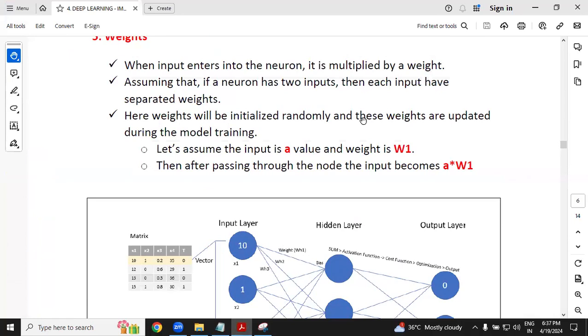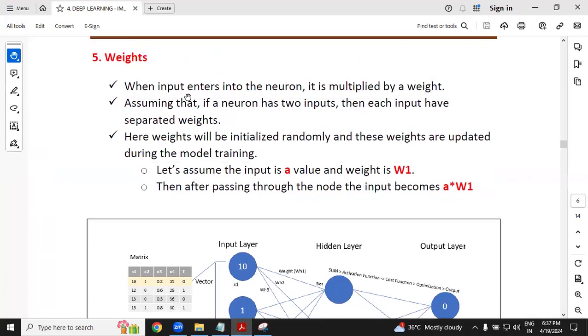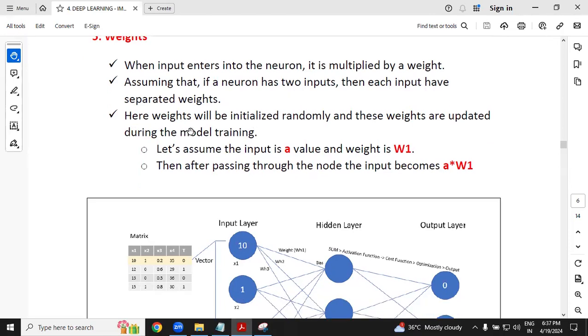Good. Now get ready. Whenever we enter input to the neuron, once the neuron captures the input, it multiplies it by weights. Assuming a neuron has two inputs, how many weights? Two. Generally it is supposed to be two. Keep in mind that the weights will be initialized randomly, and these weights are updated during training. Even in machine learning, coefficients are randomly initialized.